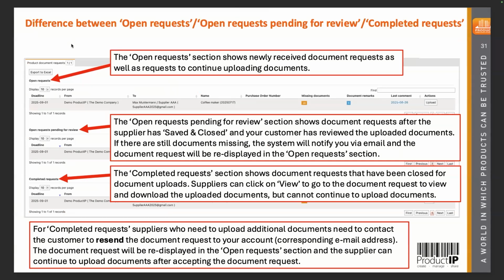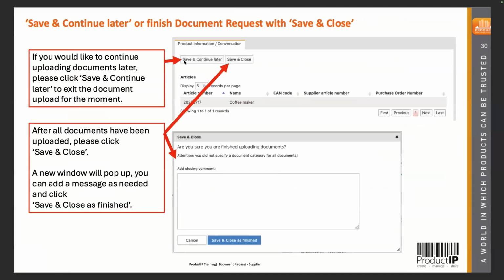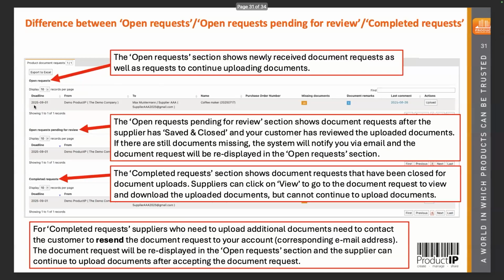When you go back to your overview of document requests, here under product document requests, you have a section with open requests. The open requests section shows newly received document requests as well as requests to continue uploading documents. When you have received a document request and it's not accepted by you, then it's mentioned here. If you have received a document request and accepted it, and you upload documents but press Save and Continue Later, then it's still shown here.